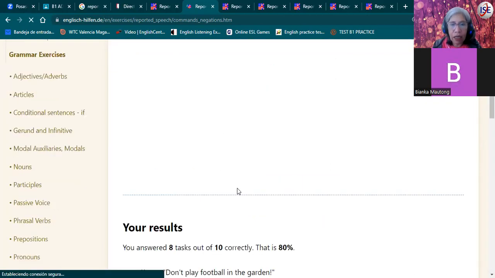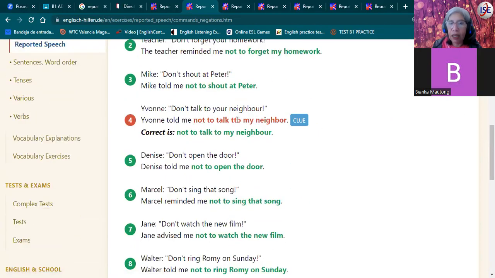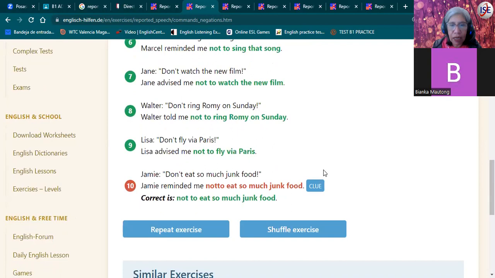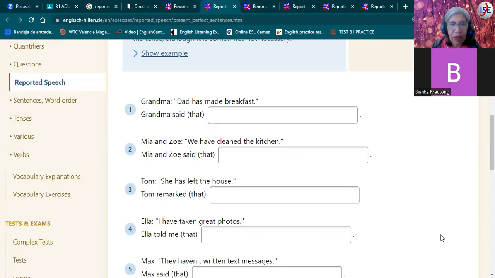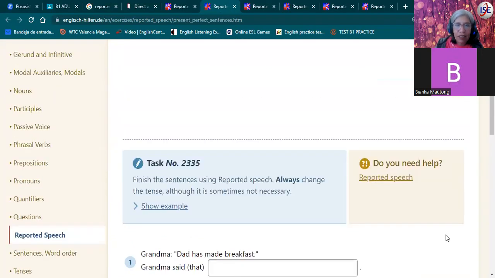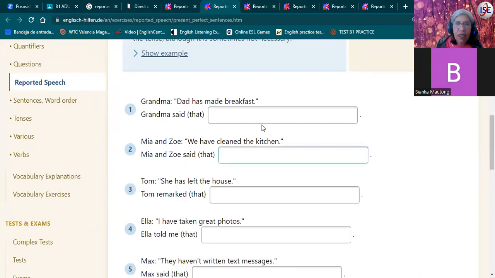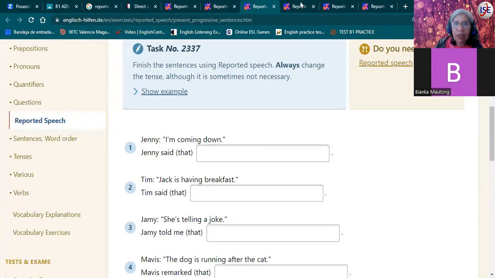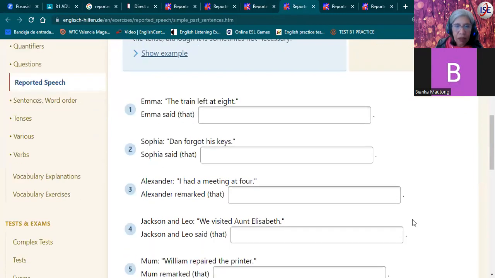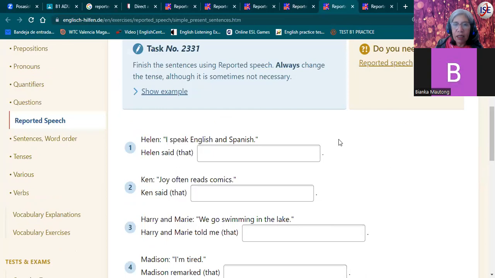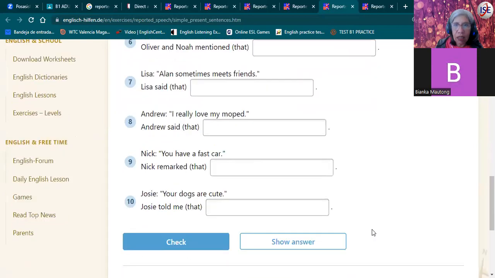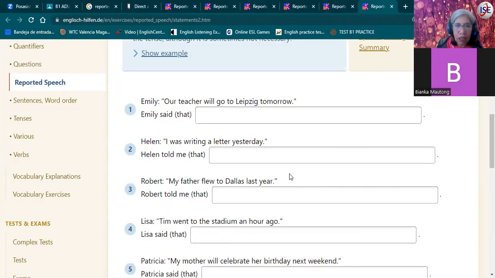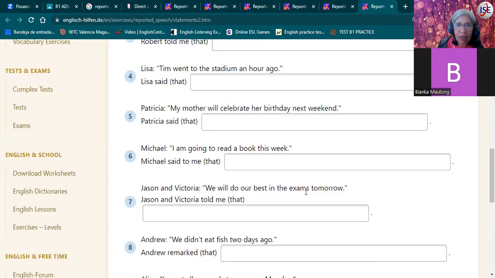Okay, let's check. No problem. Not to talk. This is my mistake, spelling mistake, but it's okay. And same here. I do not separate the two words, but they are okay. Now, sentences. Let me see if we have mixed sentences, present progressive. This is past tense. Okay, this one. These are mixed. Están mezcladas. So here, okay, here we can do this.